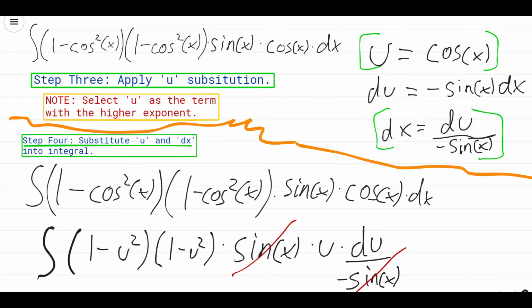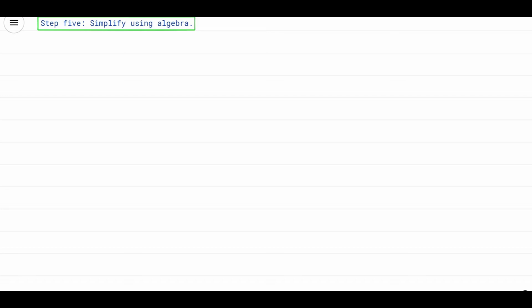And factor out the negative. Now we're going to simplify this using algebra, so we can factor out a negative 1 because the denominator of the du was negative sine. We know the sines canceled out, and our cosine is u, so we have 1 minus u squared, 1 minus u squared, times u du. So we have everything in terms of u, but we have to simplify this.